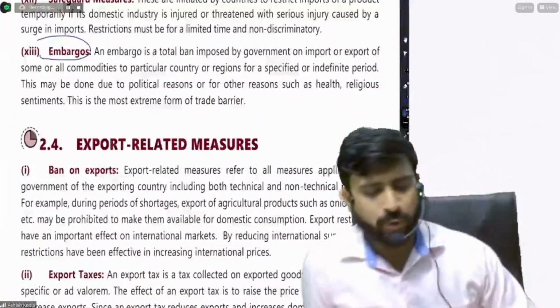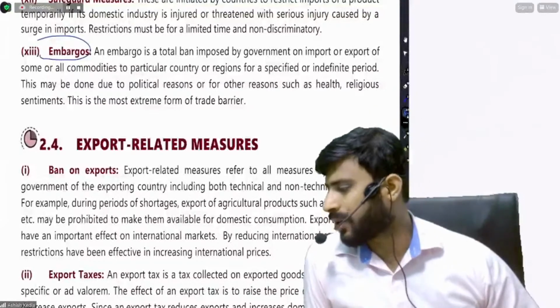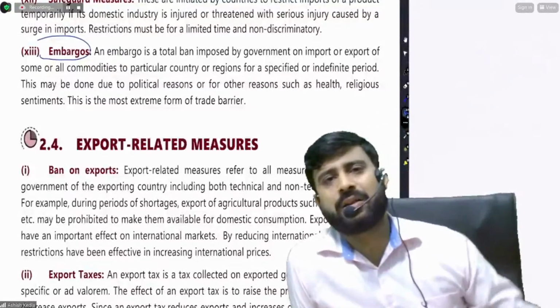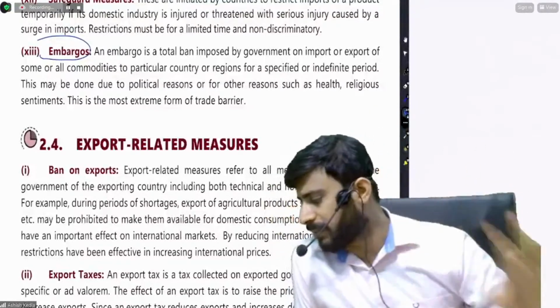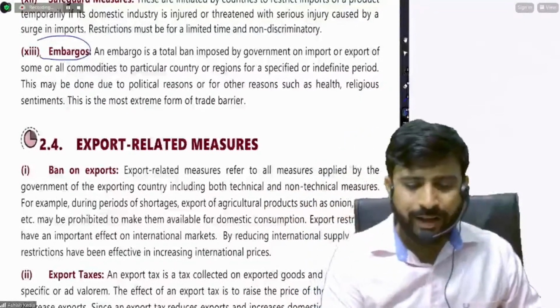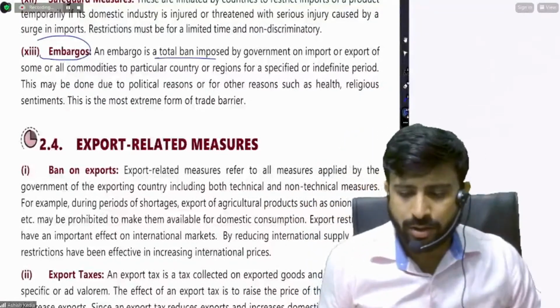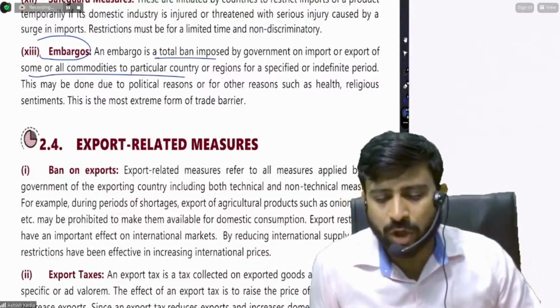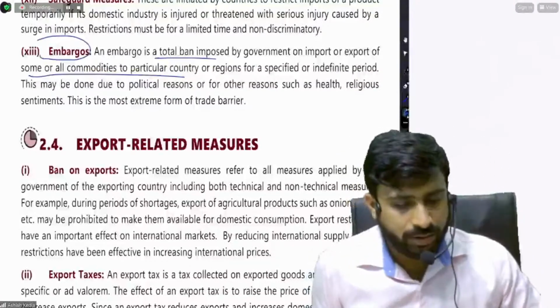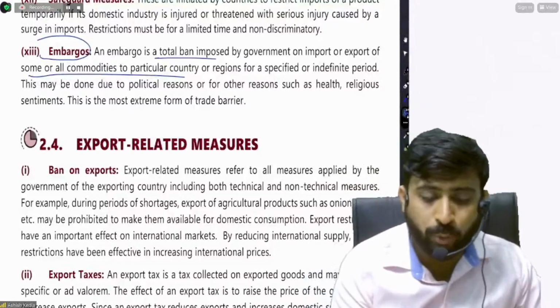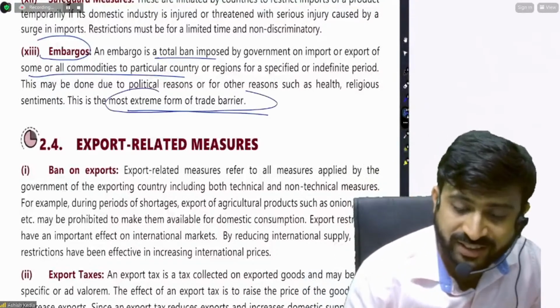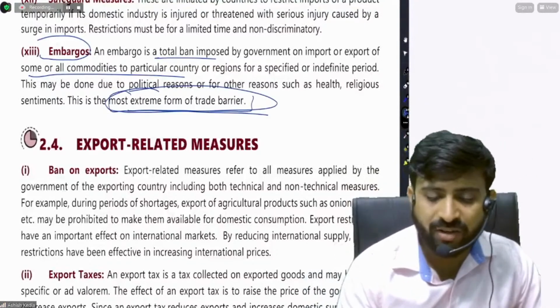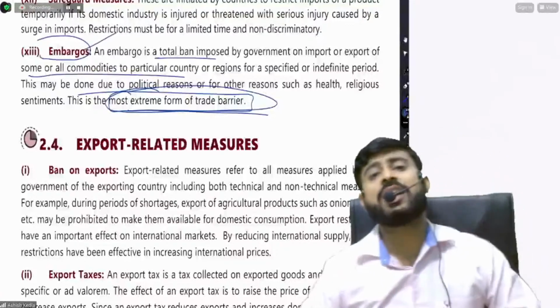Then another concept called embargoes. What is an embargo? Complete restriction, complete door closed, end of story. An embargo is a total ban on import or export of some commodities to a particular country or region for a specified period. This is the most extreme form. So if an MCQ is asked in the exam about the most extreme form of trade barrier, remember embargoes.